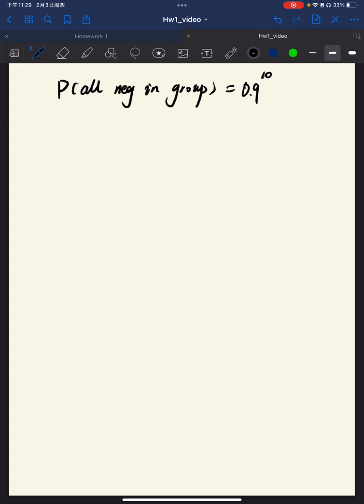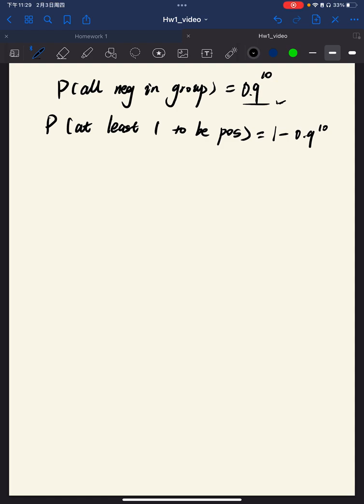So the probability that all people in the group are negative is this probability, and its complement event is that at least one person will be positive. So the probability for at least one to be positive will be 1 minus this probability.